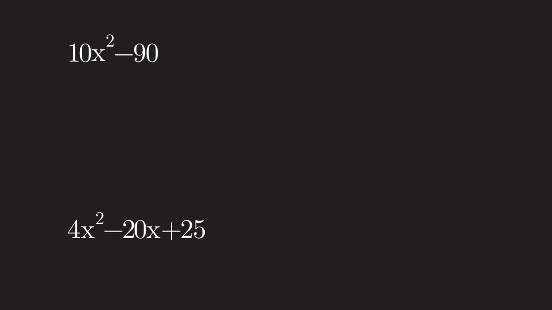(10x squared minus 90). Again, hopefully we recognize a binomial. There's a binomial here. 10 and 90, are those perfect square numbers? Or not, are they? I don't have a number times itself that'll give me 10. I don't have a number times itself that'll give me 90.